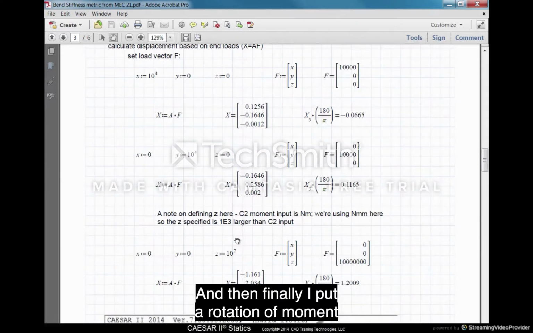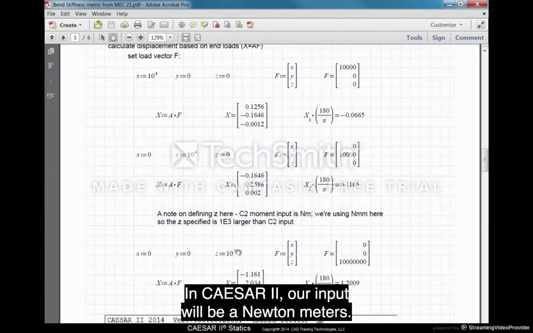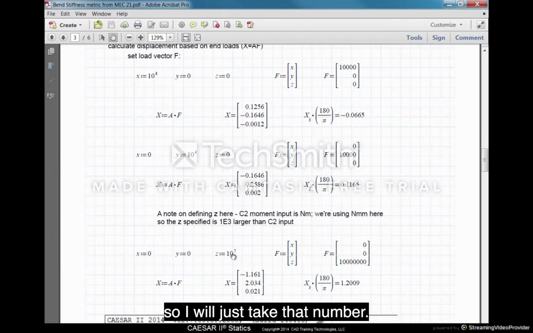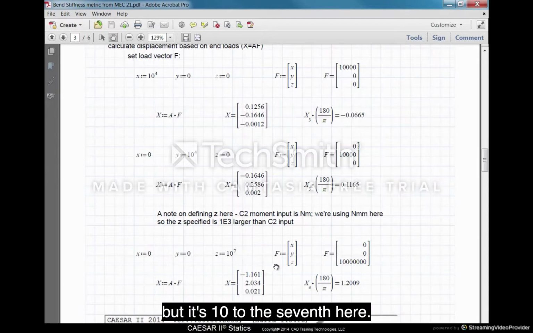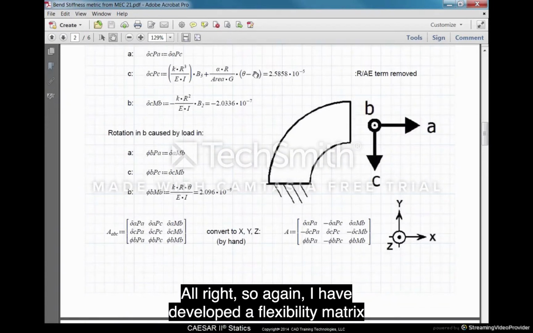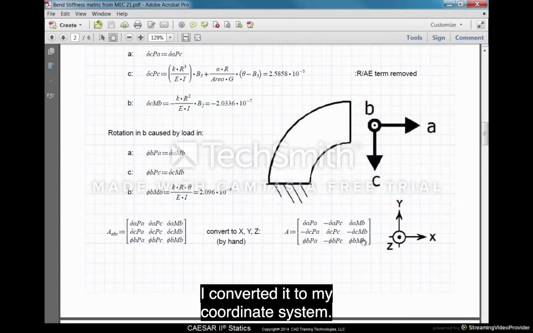And then finally, I put a rotation of moment on the far end, and it says 10 to the 7th. In Caesar 2, our input will be in Newton meters, but we're using Newton millimeters here, so I will just take that number. I'm going to put in 10,000 in Caesar 2, but it's 10 to the 7th here. All right, so again, I have developed a flexibility matrix using these terms. I converted it to my coordinate system.